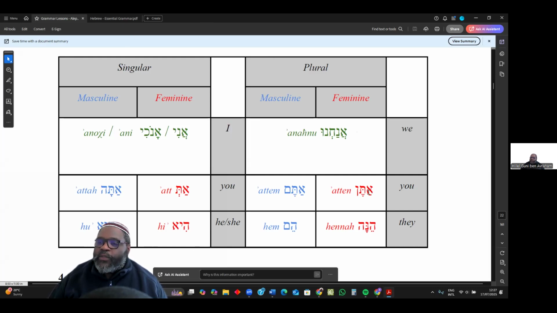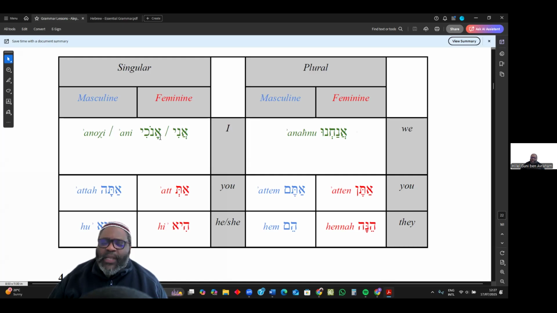Now we come to the plural. When we say we, we have here feminine and masculine. So when the women are talking about themselves, they also use ani and aniki. This is not gender specific. And also when we say we, anachnu, there's a hataf patach here, which is a half patach, which means it's half a sound. Anachnu, we.